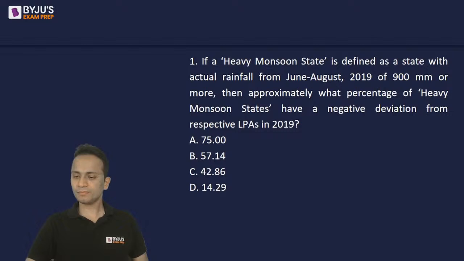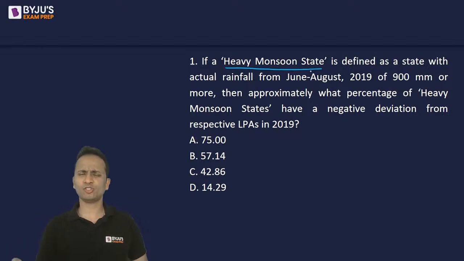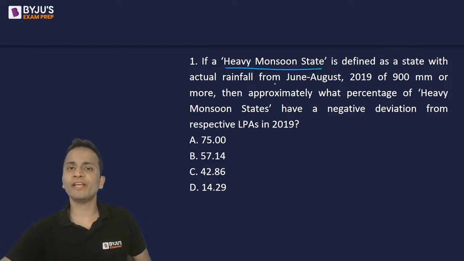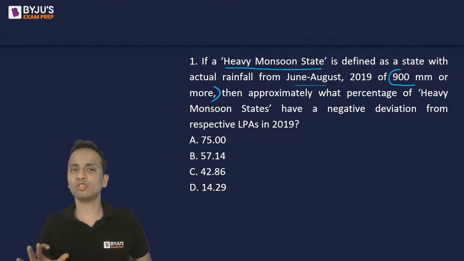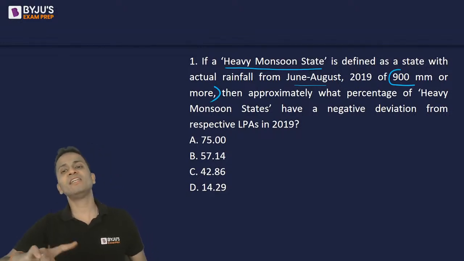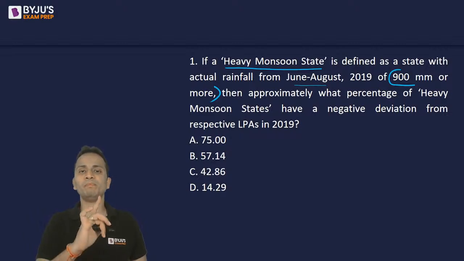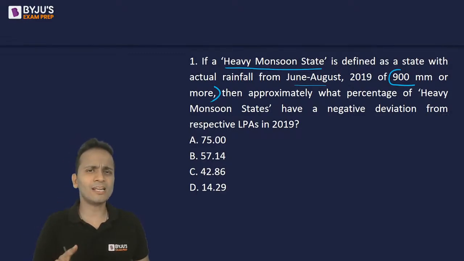So question number 1 says that a heavy monsoon state, so they are just defining a term on their own, is defined as a state with actual rainfall from June to August 2019 of 900 mm or more. So any state which has a rainfall of 900 mm or more is called a heavy monsoon state. Then approximately what percentage of heavy monsoon states have a negative deviation from LPAs in 2019? So first of all, we will mark all heavy monsoon states in which the rainfall is 900 or more.